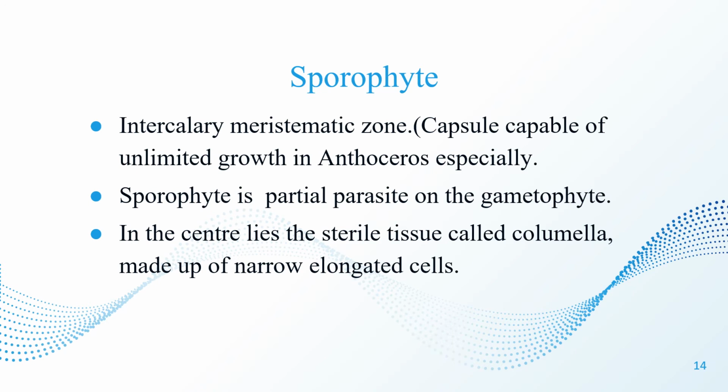There is foot and capsule. There is no seta, but there is an intercalary meristematic zone. And the capsule is capable of unlimited growth in Anthoceros especially. The sporophyte is a partial parasite on the gametophyte because it also has chlorophyll present in its cells. In the center lies the sterile tissue, which is called columella. It is made up of narrow, long, elongated cells.